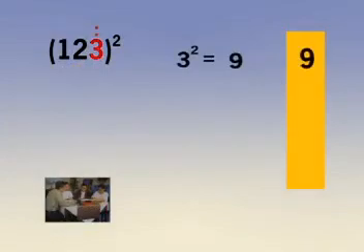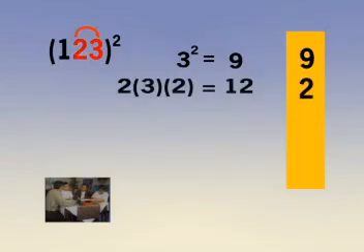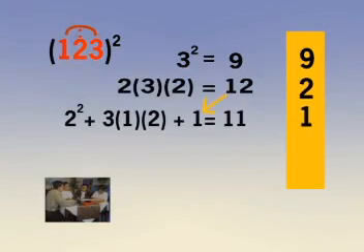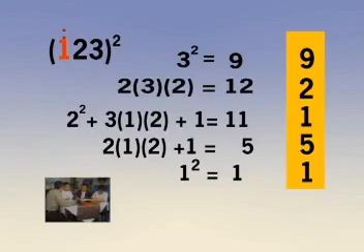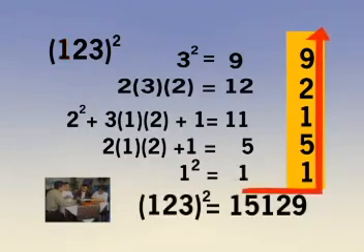Can we also do that faster? Yes, start with the rightmost digit. 3 squared equals 9. 2 times 3 doubled equals 12, carry 1. 2 squared plus 3 times 1 doubled equals 10, plus the 1 we carried over equals 11. 2 times 1 doubled plus the 1 we carried over equals 5. 1 squared equals 1. Thus, the square of 123 is 15,129.